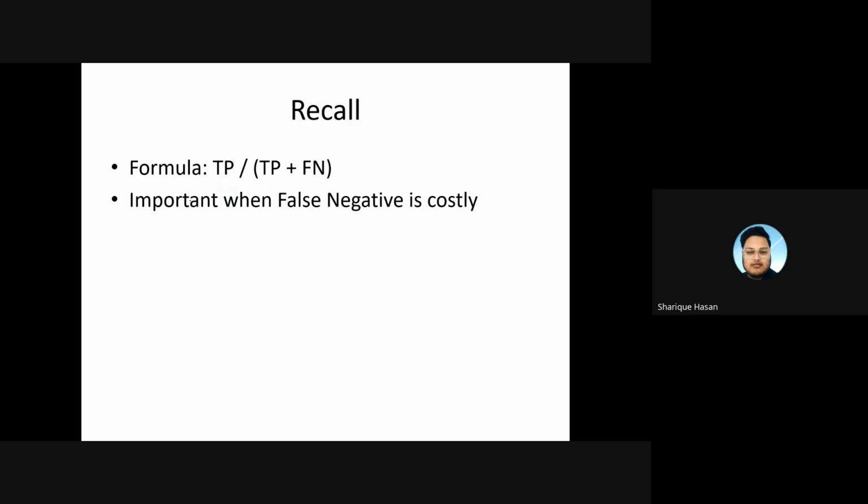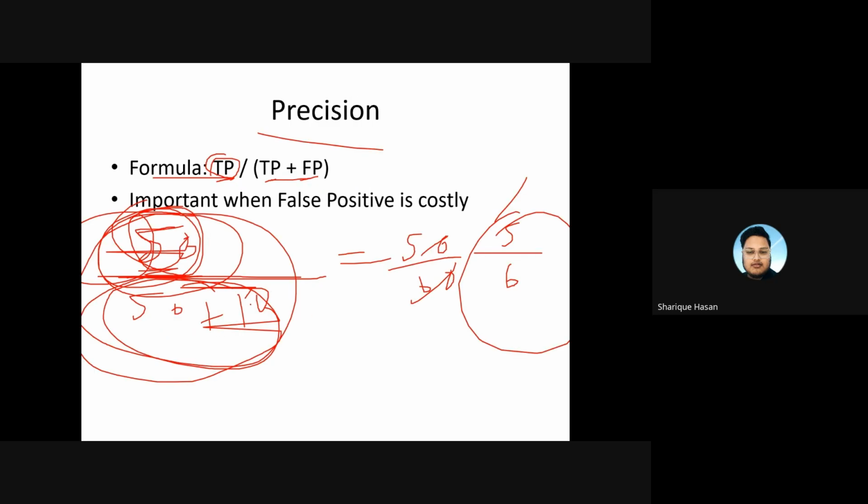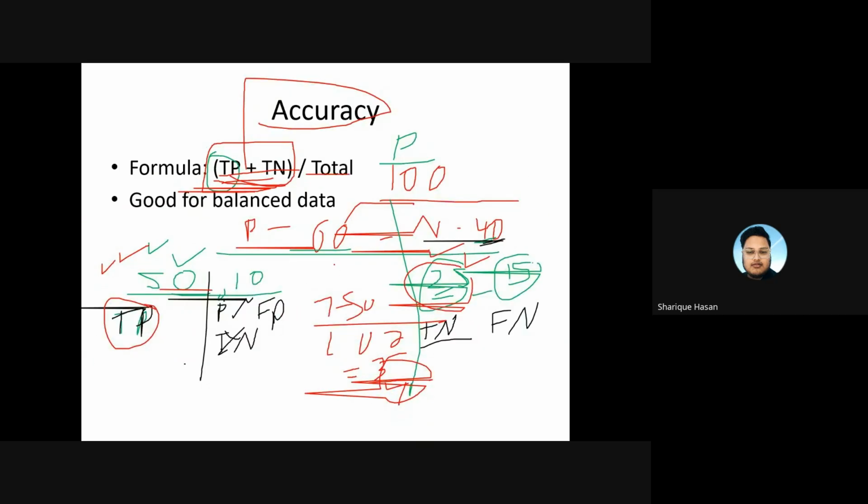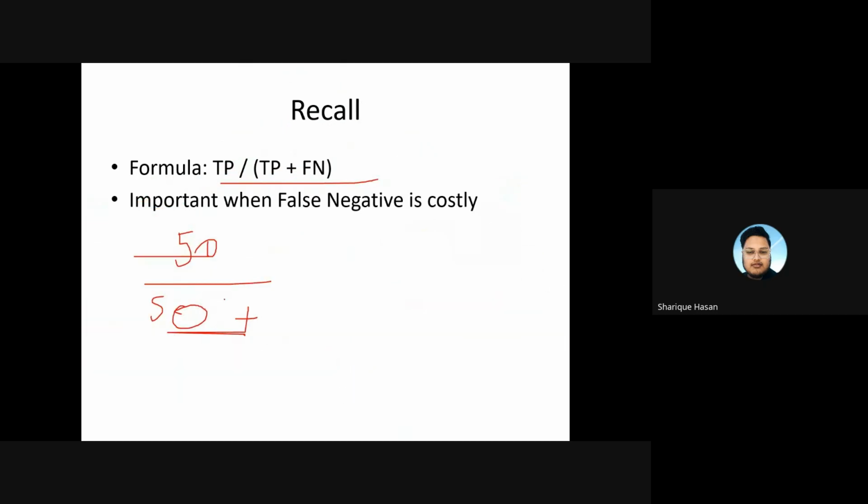Now recall is important when false negative is costly. How do we calculate this? True positive, which is 50, divided by true positive 50 plus false negative. What is false negative? False negative is predicted negative, but actually positive. It is here 15, which is equal to 50 by 65.